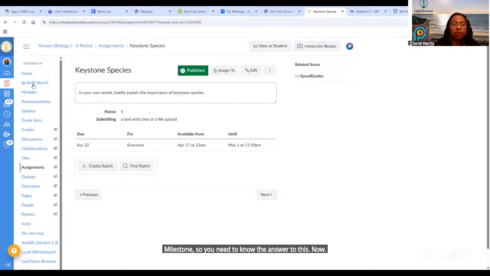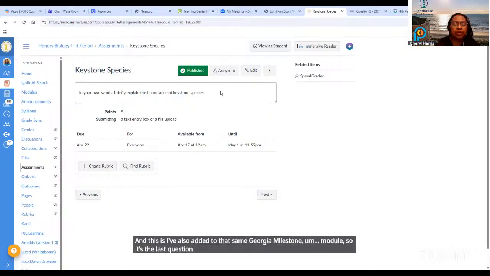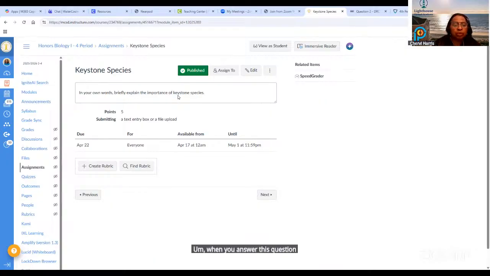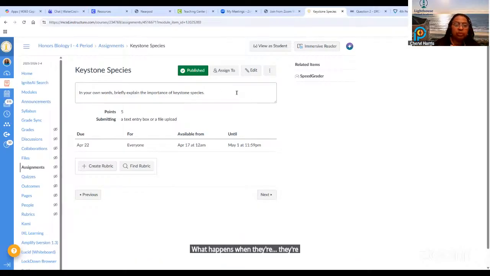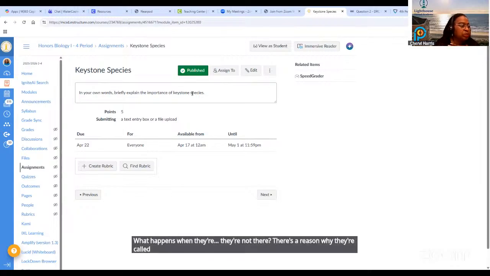Now, I've also added to that same Georgia milestones module. So it's the last question there now. When you answer this question, don't just give me they're important. I need to know exactly why they're important. Keep in mind the circle of life. Why are they important? What happens when they're not there? There's a reason why they're called keystone species. I need to know why they are keystone species.